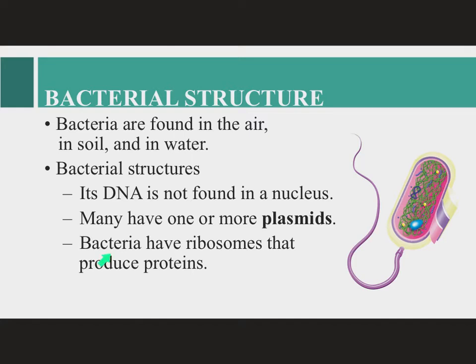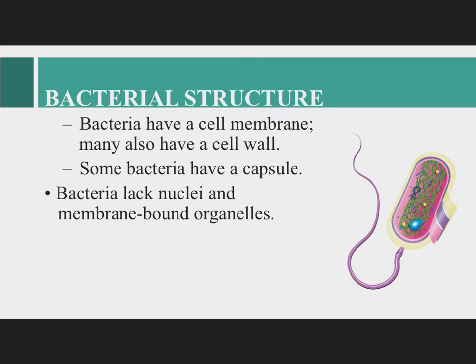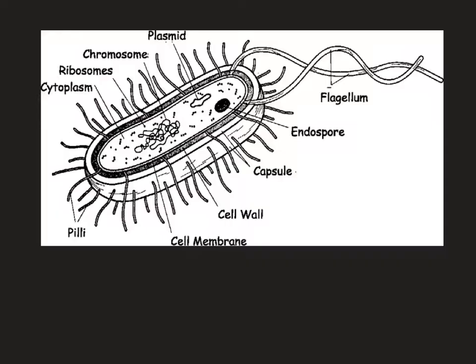The next thing we'll talk about here is bacteria have ribosomes that produce proteins. Bacteria have a cell membrane, and many have a cell wall. Some bacteria have a capsule, and bacteria lack nuclei, which is speaking of the nucleus, and membrane-bound organelles. Okay? Now you can pause this at any time to take notes and so forth. But let's look at this specific diagram that I put on here, because I think it makes it easier for you to see the parts of the bacteria.